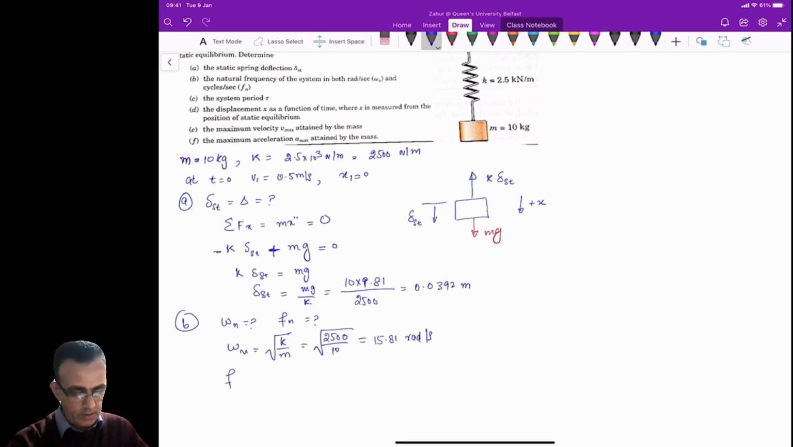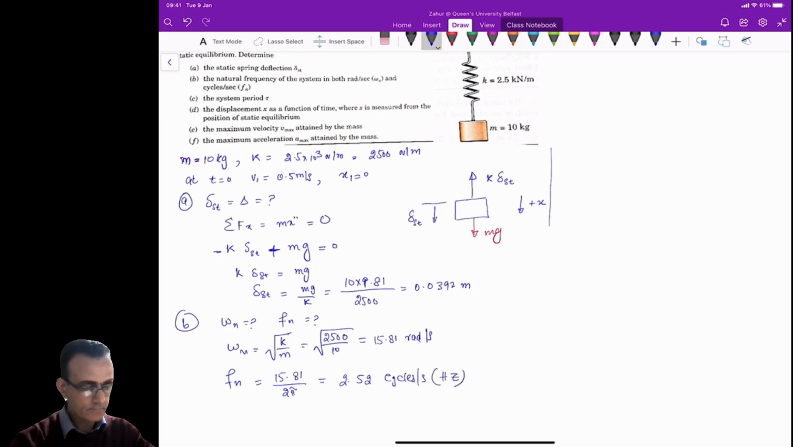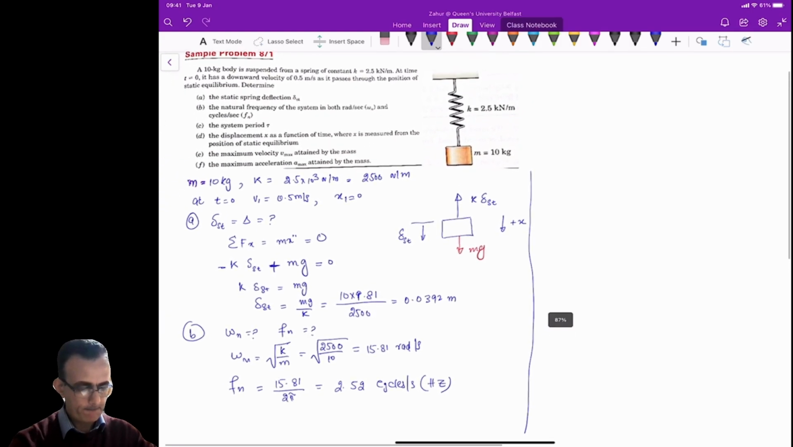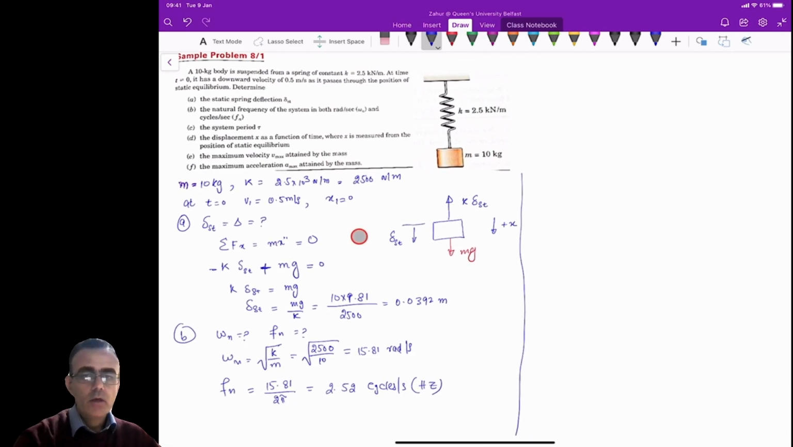Now to calculate fn, which is the frequency in cycles per second, if you want to convert radians into cycles, you just divide this by 2 pi. So this becomes 2.52 cycles per second, which you can also say is hertz. Okay, so this is part B.